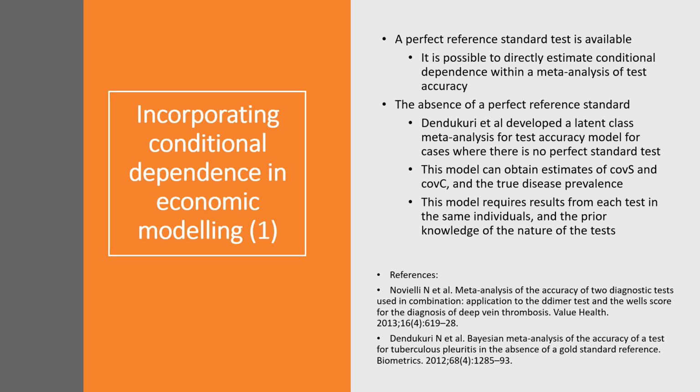Now, we discuss how to quantify conditional dependence in the modeling. When a perfect reference standard test is available, it may be possible to directly estimate conditional dependence within a meta-analysis of test accuracy. If there is the absence of a perfect reference standard, we can use a latent class meta-analysis model for test accuracy. In addition to estimating the sensitivity and specificity of the test under evaluation, the index test, this model can also be used to obtain estimates of the sensitivity and specificity of the reference tests, covariance parameters, covariance S and covariance C, and the true disease prevalence.